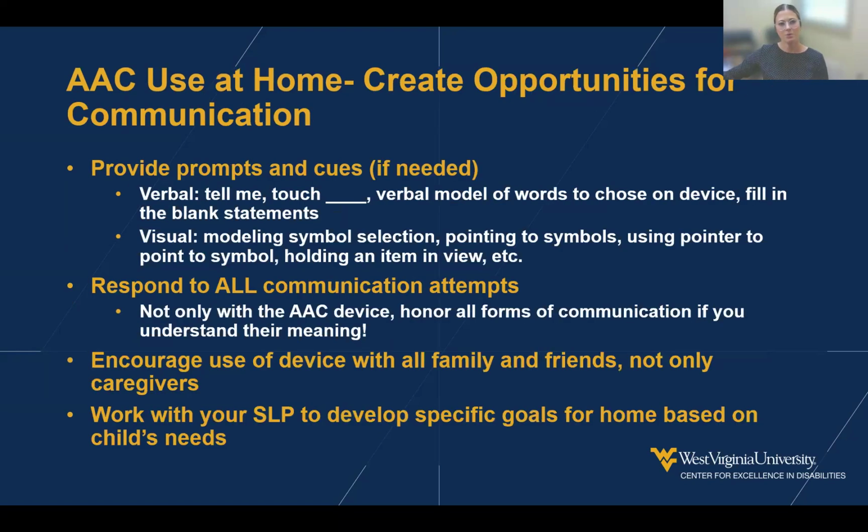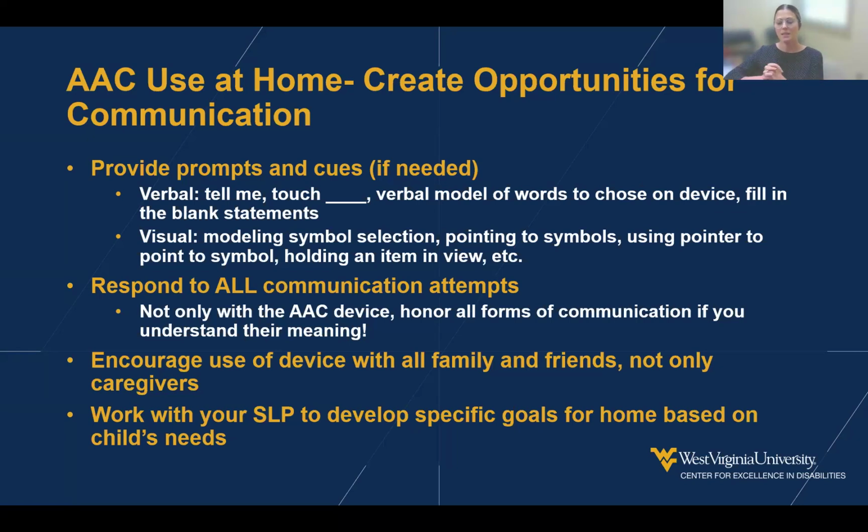All right, and then the last one before we talk about some different activities you can do, creating opportunities. So I mentioned we talk about that more. How do you create an opportunity for communication, right? So the first one is providing prompts and cues if it's needed.